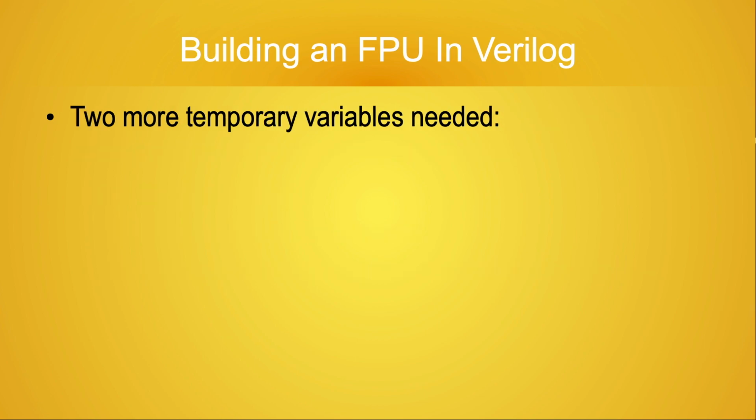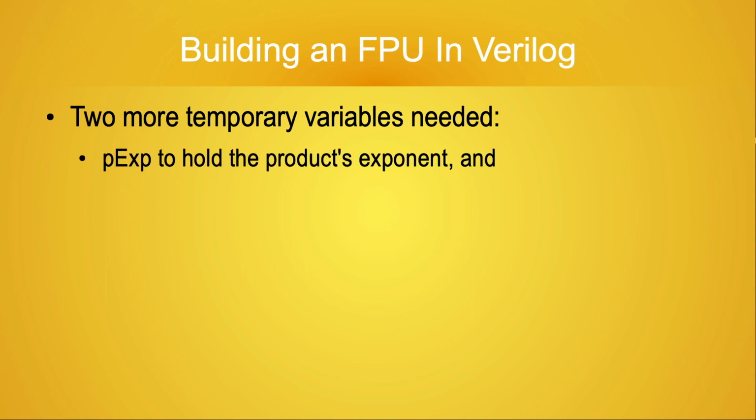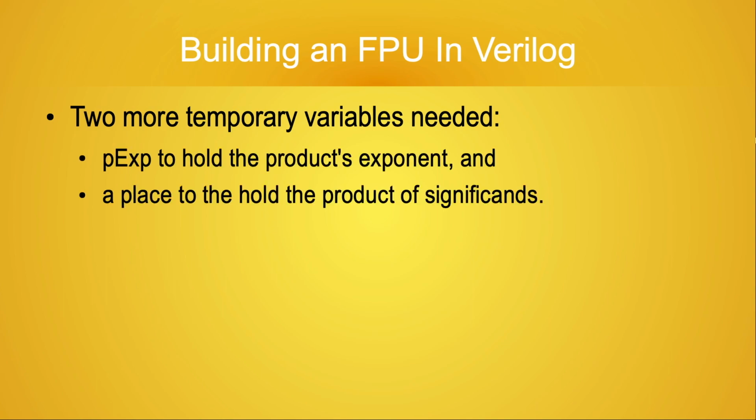We need 2 more temporary variables to hold intermediate results, and then we can finally begin to do some actual multiplication. We need a holder for the sum of the two exponents, and we need a holder for the product of the two significands. The first of these is easy. We just add the declaration of the temporary variable p_exp to the declaration statement for a_exp and b_exp.